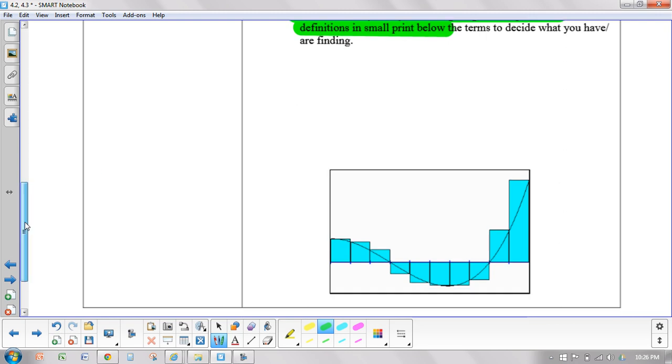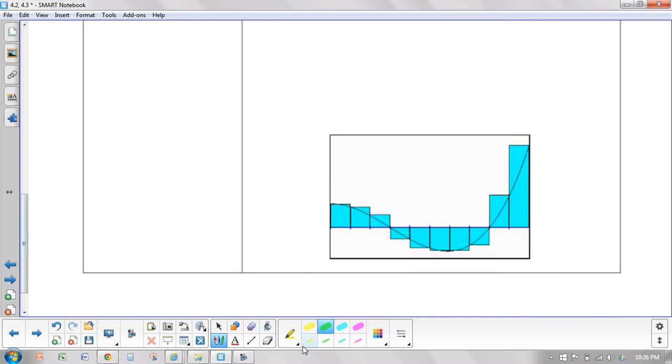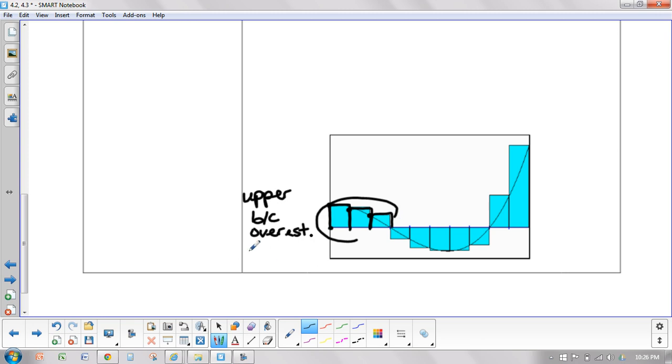So let's take a look at a picture that mixes some of them up. So in this particular case, right here, these are all upper because they overestimate. They're all too big. And they happen to all be, I want you to take a look and decide if you think they're left or right. So from here up to the function and over, from here up to the function and over, from here up to the function and over. They all happen to be left hand.